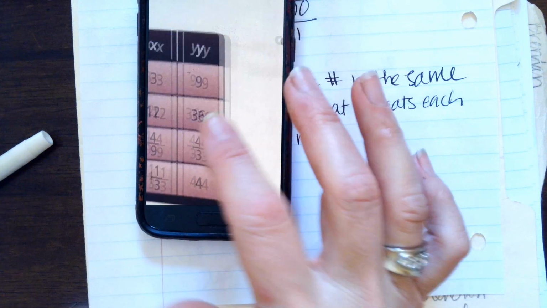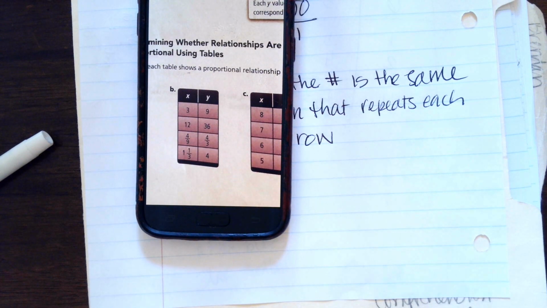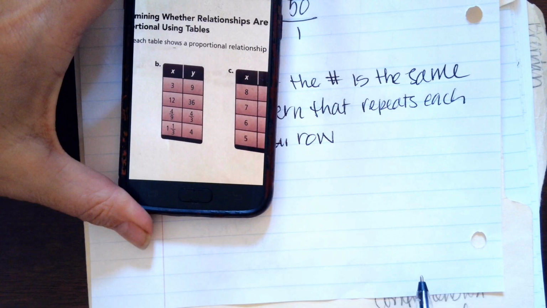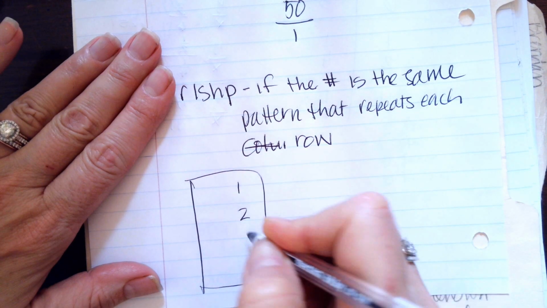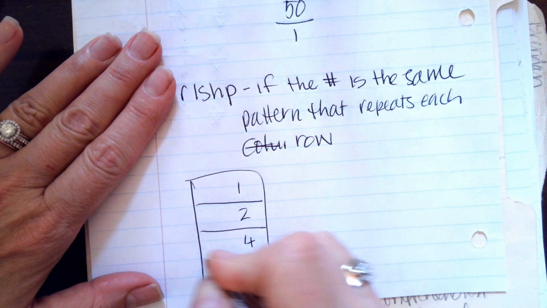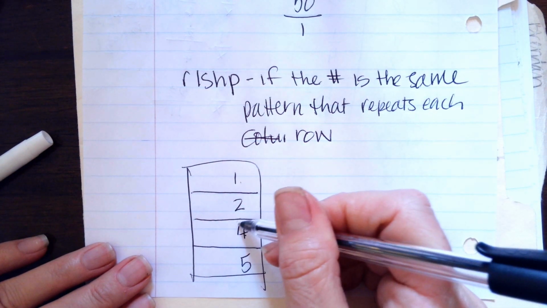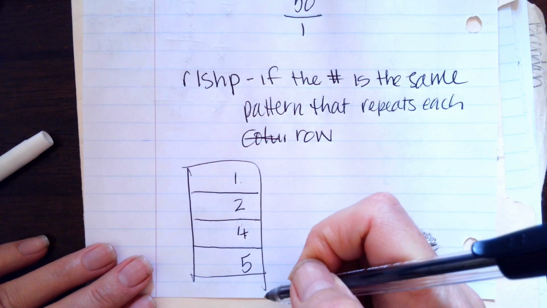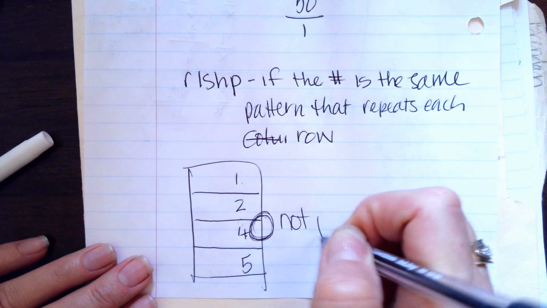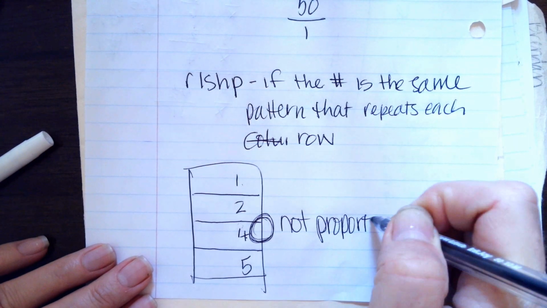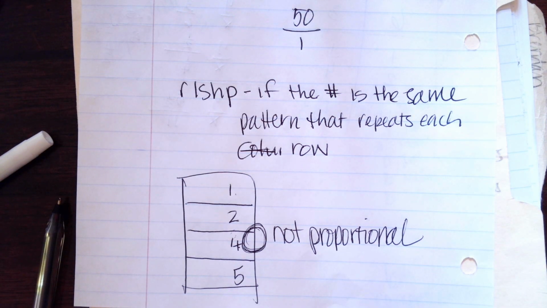Okay. So what if there's like one that goes 1 to 2, then to like 4? Then it's not a pattern. So suppose it went 1, 2, 4, and 5. It's missing 3. If it went 1, 2, 3, 4, yes. But because there's a problem with the pattern here, it's not proportional. So just one is not right? Yep, exactly. They all have to work or it doesn't matter.